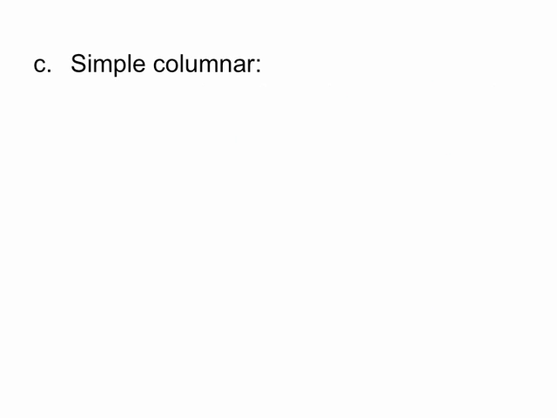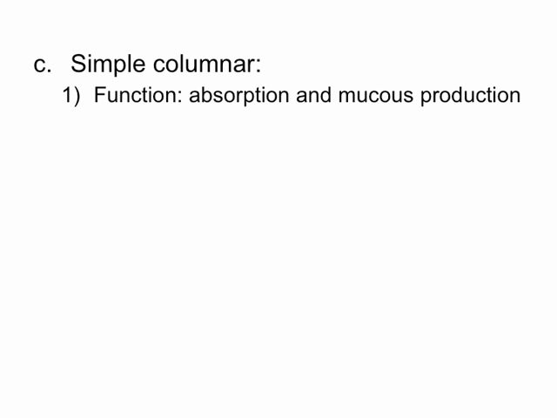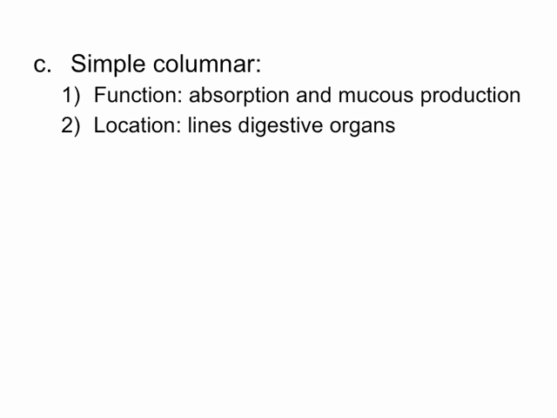The next type of epithelial tissue is called simple columnar. As the name implies, we're going to have one layer of column-shaped cells. The function of simple columnar epithelium is absorption and mucus production. You can find simple columnar epithelium lining the digestive organs. So you might find some of this in the intestines, you might find some in the stomach, etc.